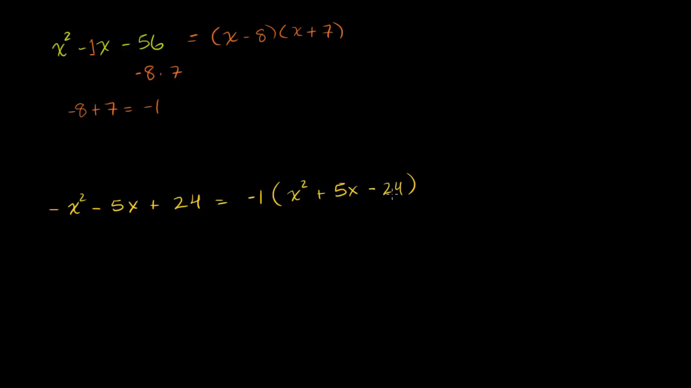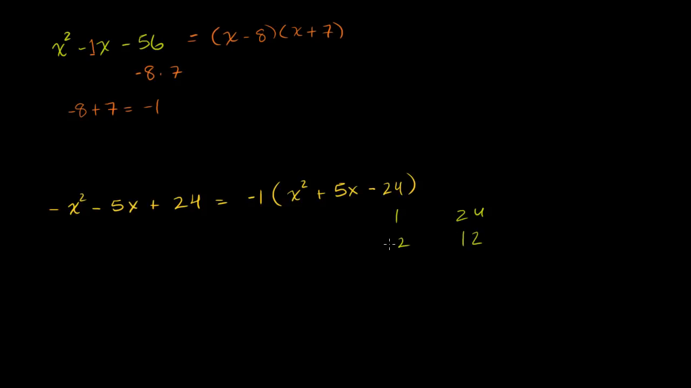I need two numbers that when I take their product, I get negative 24. So one will be positive, one will be negative. And when I take their sum, it's going to be 5. So let's think about 24 as 1 and 24. If this is negative 1 and 24, it's positive 23. If it was the other way around, it would be negative 23. It doesn't work. What about 2 and 12?